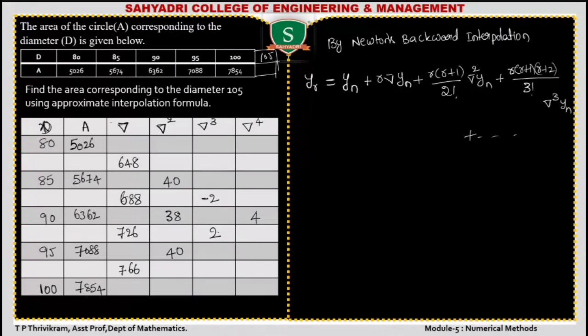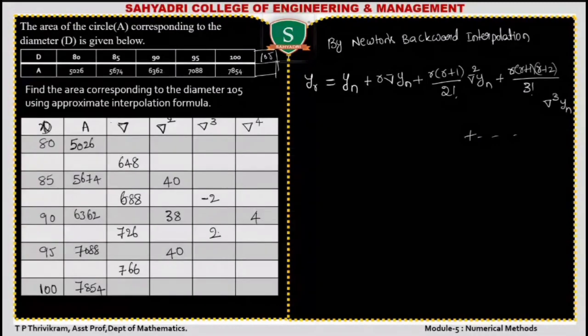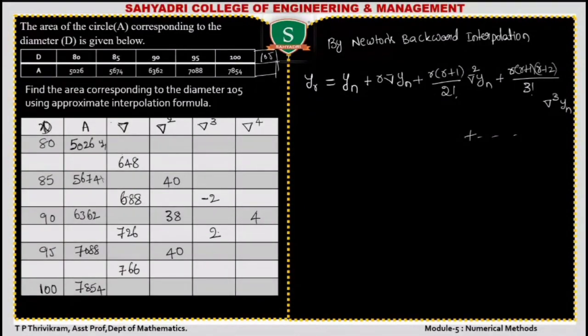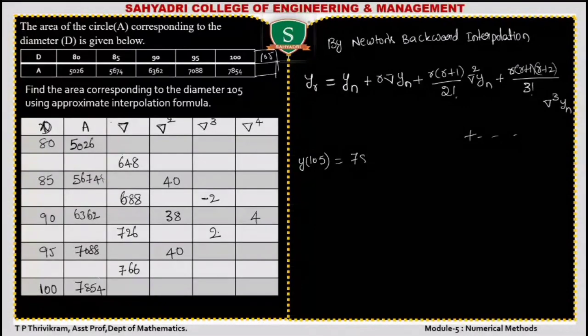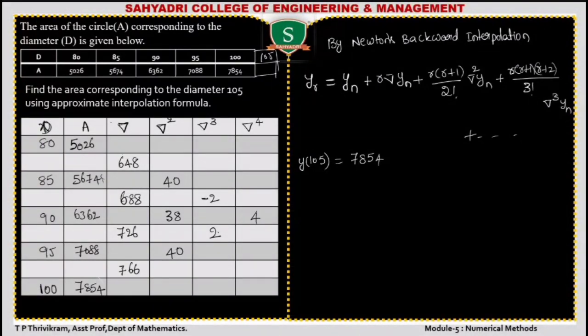So the function is very simple. To understand this, here you need to find Y at 105, correct? Y at 105 you need to find. What is YN, the highest value? What is the highest value here? 7854. We need to find what R is.